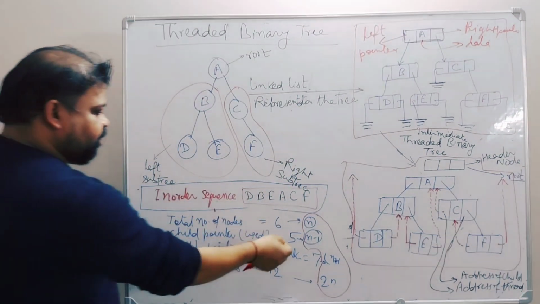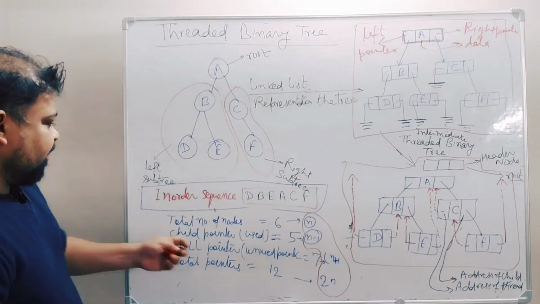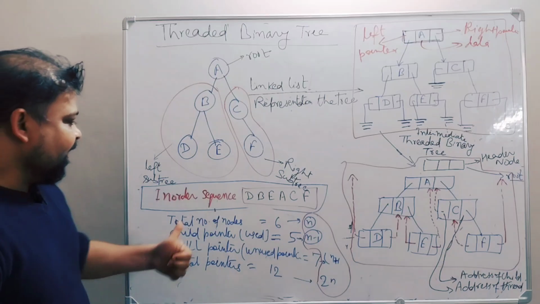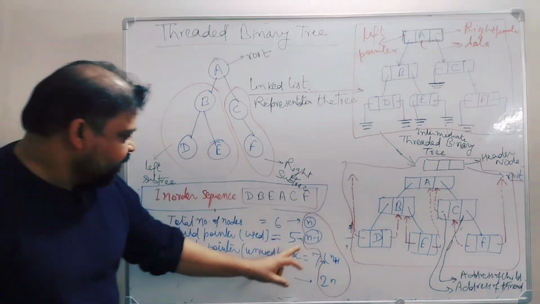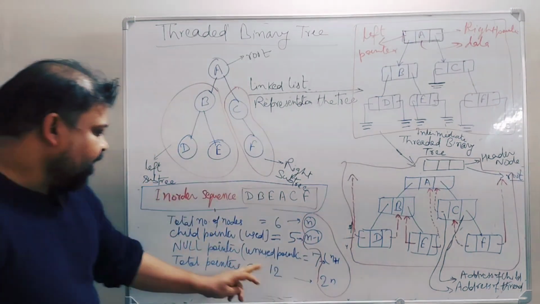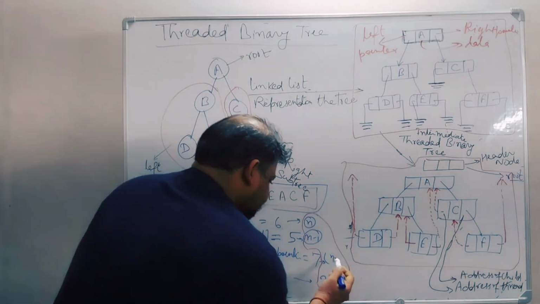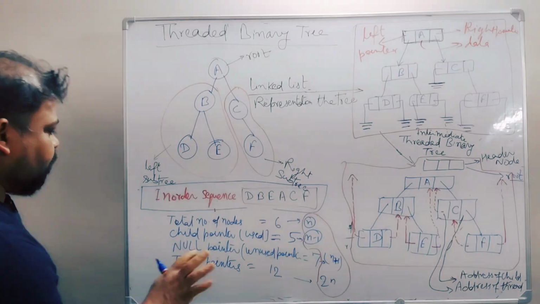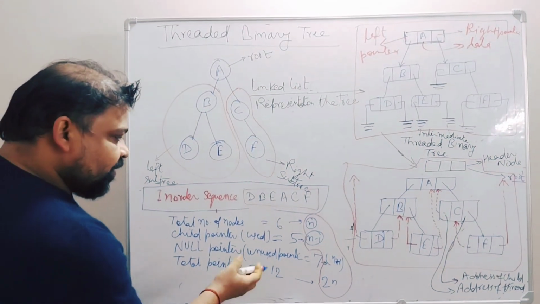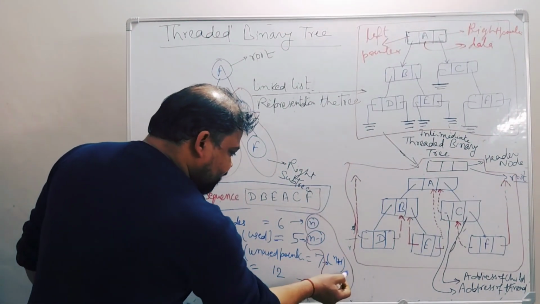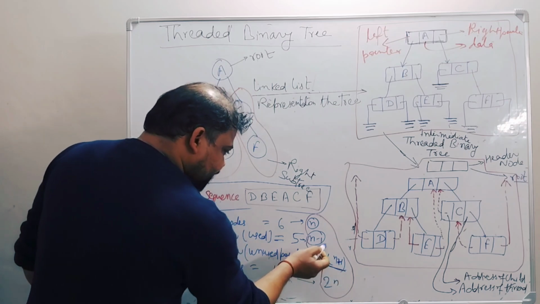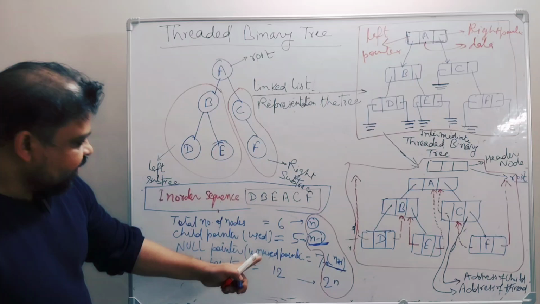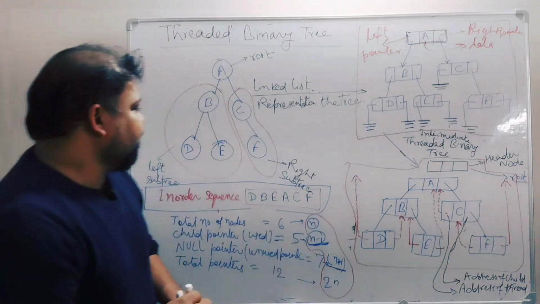So in generalized terms, if I take n nodes, then used pointers, which point to any node or child, are n minus 1. Null pointers are n plus 1. And the total pointers are 2n. So if we see the things here, unused pointers are n plus 1 and used pointers are n minus 1. So in this case there is wastage of memory.